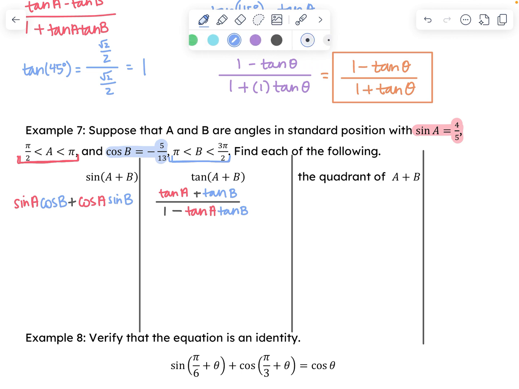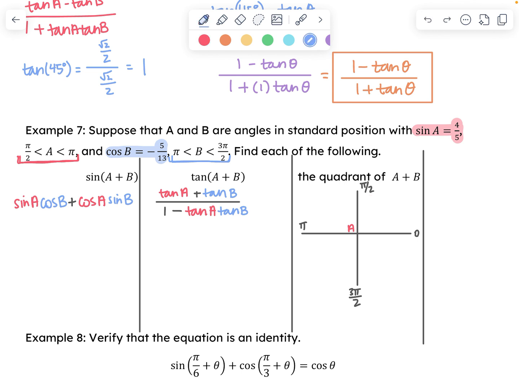So real quick over here, because we're also going to have to figure out what quadrant A plus B is in, I'm going to go ahead and draw a coordinate grid. And remember, we've got 0 here, pi over 2 is the top, pi, and 3 pi over 2 is down here. So if we have that A, we have pi over 2 is less than A less than pi, well, that's going to be over here in this quadrant. So I'm just going to put a little A because A is going to be in quadrant 2. It's in between that pi over 2 and that pi.